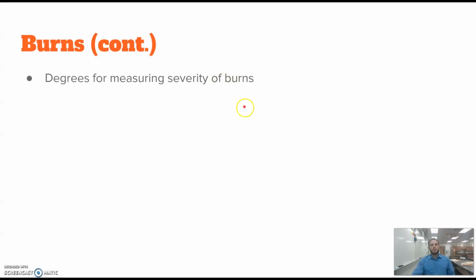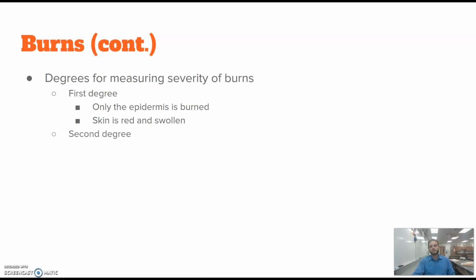When we're measuring the severity of burns, we can also use what's called a degree system. These are going to go from first degree, which is the least severe. At this point, think of it as only the top layer is burned. Only the epidermis has been affected. Usually the skin is going to be red and maybe a little swollen, but it's not going to be too bad. Most of your general sunburns are going to be in the first degree range.